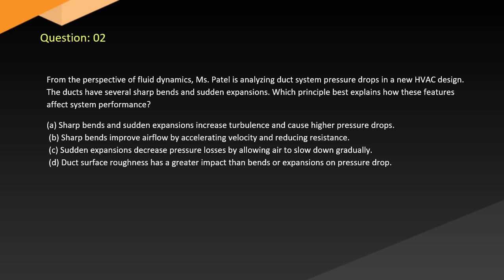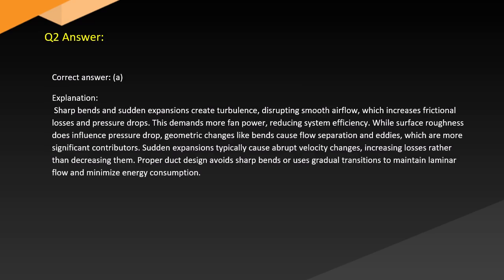B. Sharp bends improve airflow by accelerating velocity and reducing resistance. C. Sudden expansions decrease pressure losses by allowing air to slow down gradually. D. Duct surface roughness has a greater impact than bends or expansions on pressure drop. Answer. Correct answer: A. Explanation.